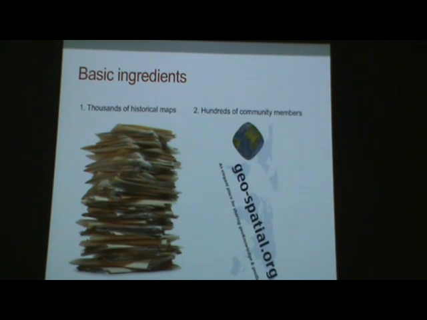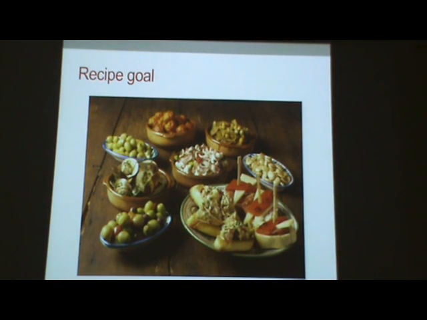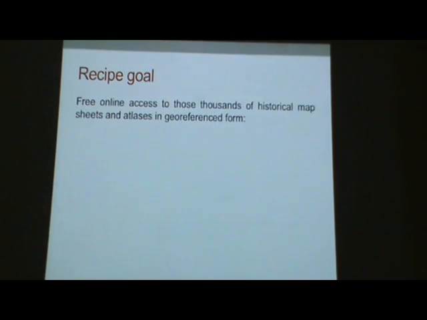For those of you who don't already know what geospatial.org is, I'll just say in a few words. It's a community with a 5-year history. We have this website where we publish geo-knowledge and geo-data, and we do this in our free time. We don't have any financial support. So with these two ingredients, we try to make thousands of maps available to the broad community, free of charge. Okay, this is the goal here.